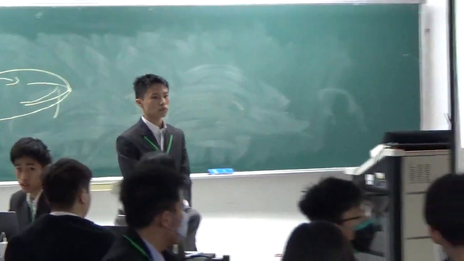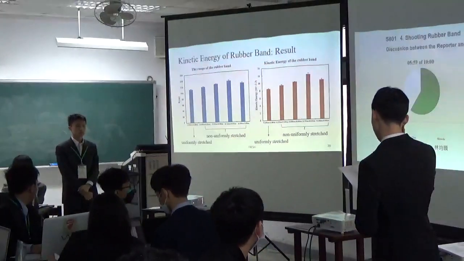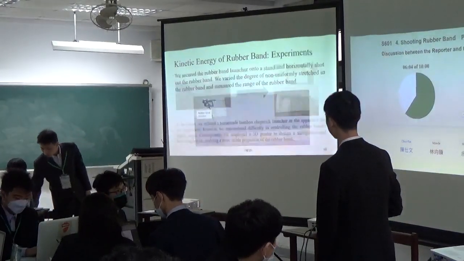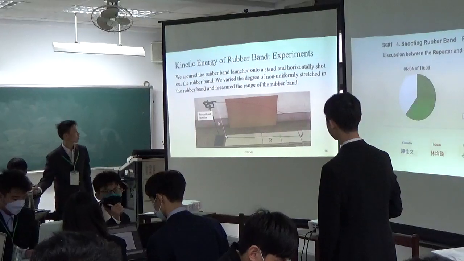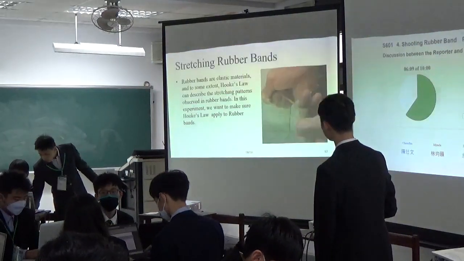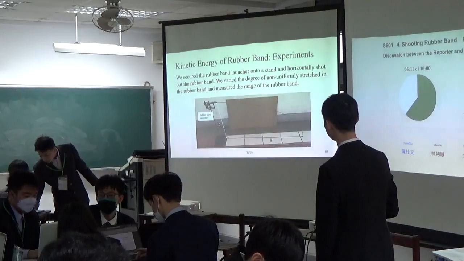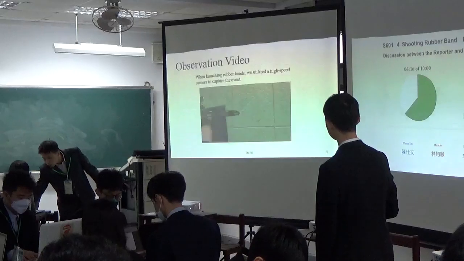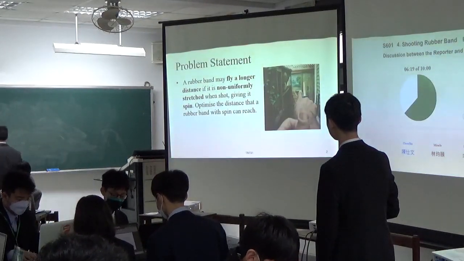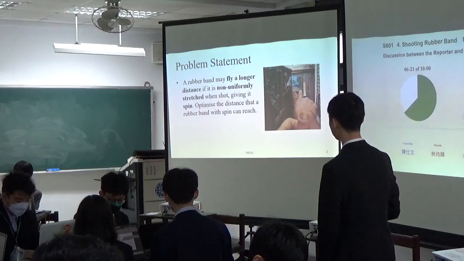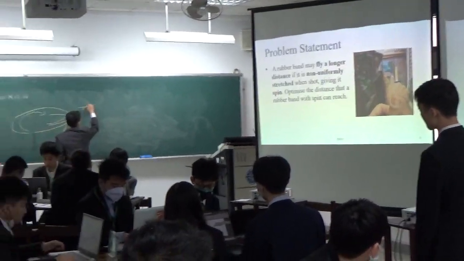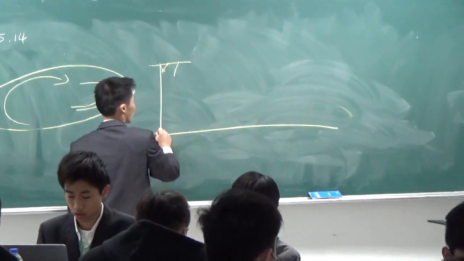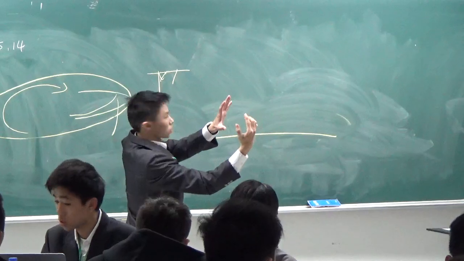Thank you. Let's go on to the next question. How do you place your camera? Can you show me the experimental setup? I draw it. So this is our rubber band gun, and this is my floor. And I put the camera here, just camera.